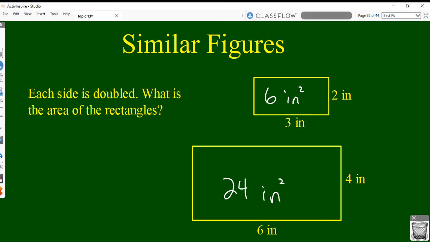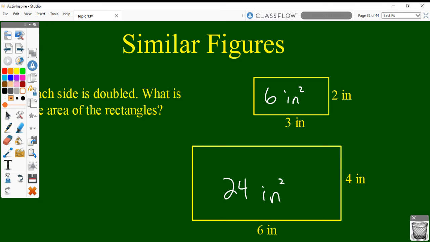Okay, now that is an interesting discovery that we've just made. Because it told us directly that each side length was doubled, but the areas going from the small one to the big one, the areas are not doubled. The area of the bigger one is 4 times as much as the smaller one. Okay? Why is that? Why is it that if you double the side length, the area is now 4 times more?